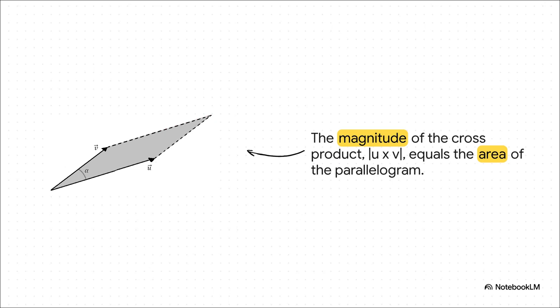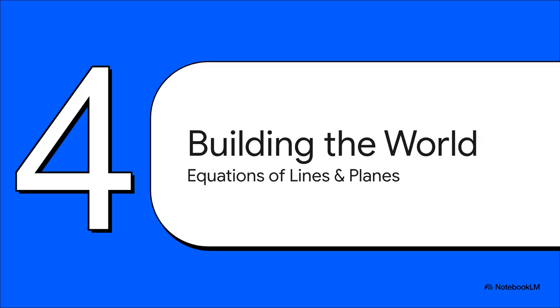And if that wasn't cool enough, check this out. The length of that new vector isn't just some random number. Its magnitude is exactly equal to the area of the little parallelogram that your original two vectors would make. So the cross product gives you a direction and a meaningful area. How cool is that? So now we've got our whole toolkit.